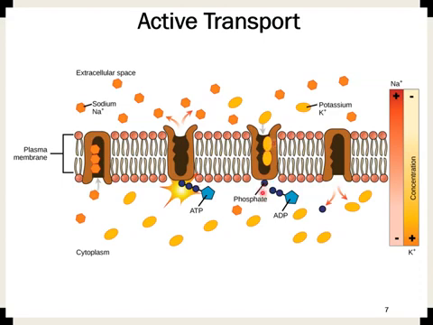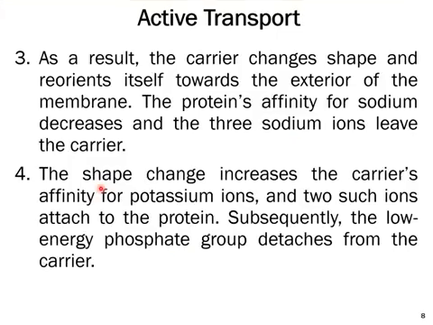and then the phosphate group gets removed from here. The protein reorients itself, and now the potassium ions are released inside the cytoplasm. When the potassium ions are released inside the cytoplasm, it again has higher affinity for sodium ions, so the process will restart here.